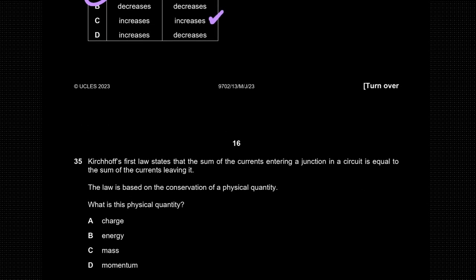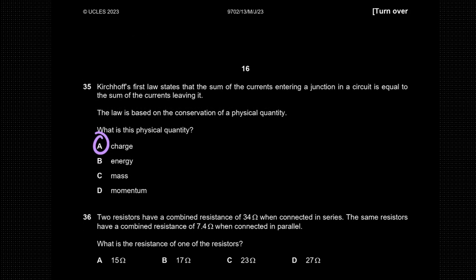35. Kirchhoff's first law states that the sum of currents entering equals the sum of currents leaving. This is based on the conservation of a physical quantity. What is that quantity? Charge. Easy.